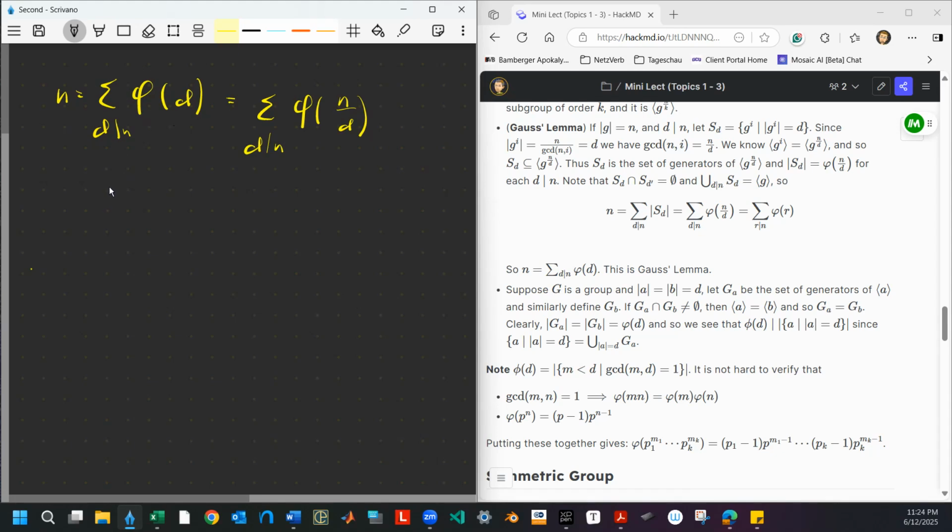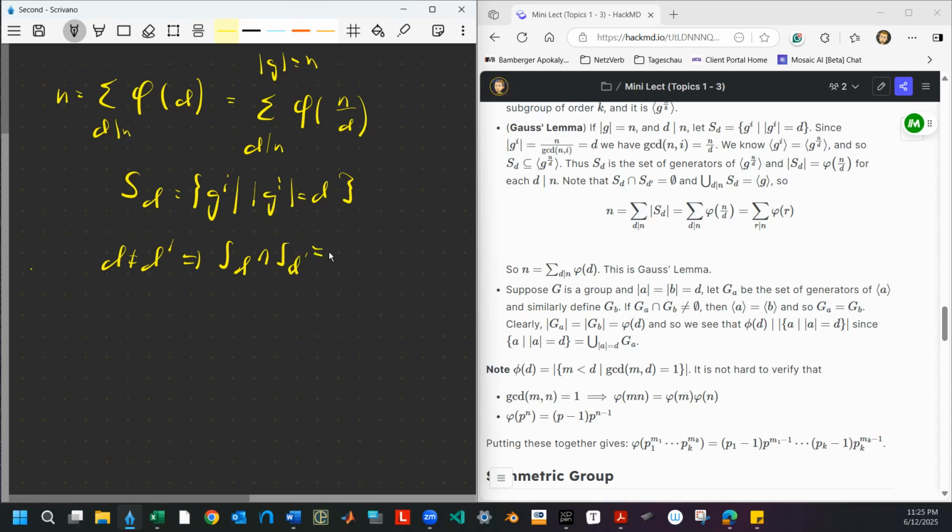And so we're going to start off with this. We're going to do this with a nice little set theoretic construction. So S_d would be the set of all g^i whose order, working in a group where g has order n, is equal to d. One thing we notice is that d not equal to d prime implies S_d intersect S_d' is empty. And everything has some order, so G is a union of the S_d.